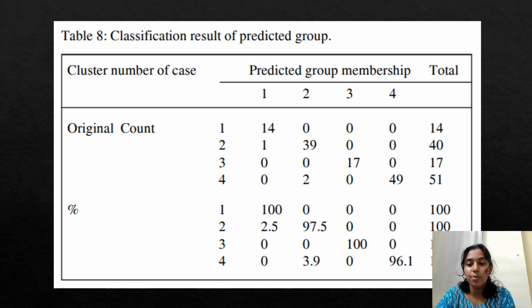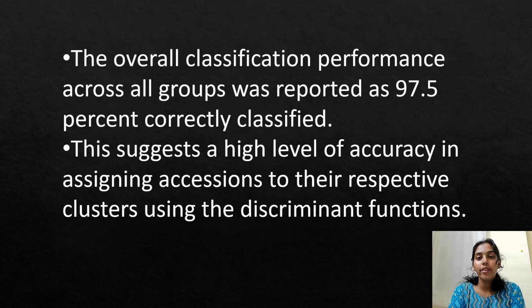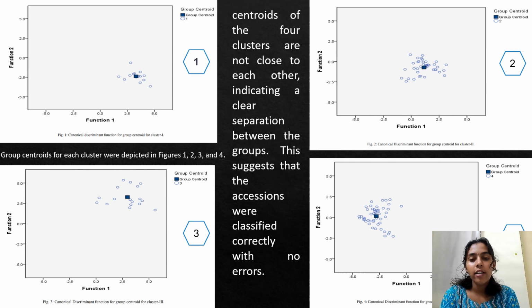This shows the misplacement and the correct placement of the groups, and the accuracy and the significance of the groups. From the previous dataset, we can say that the overall classification performance across all groups of PGNPs was reported as 97.5% correctly classified. This suggests a high level of accuracy in assigning accessions to their respective clusters using the discriminant functions.